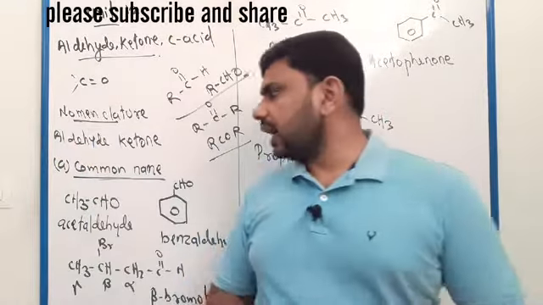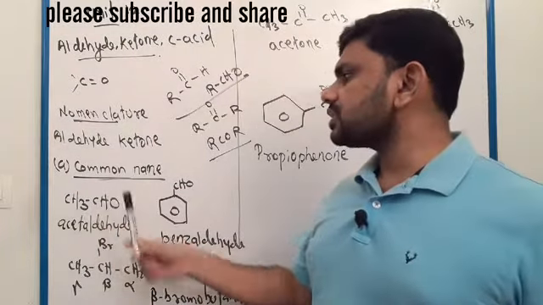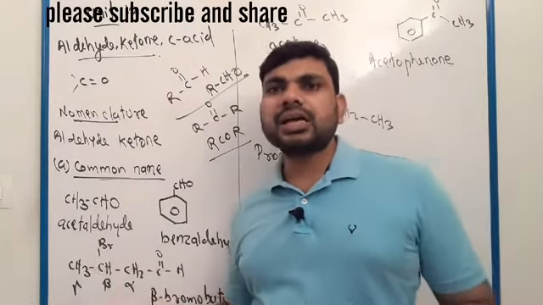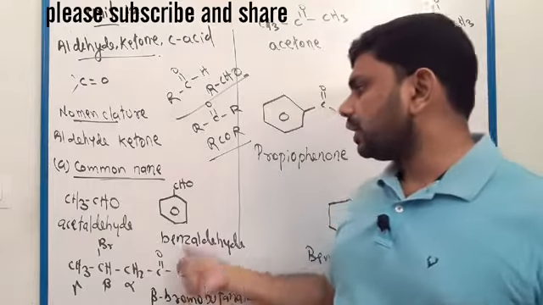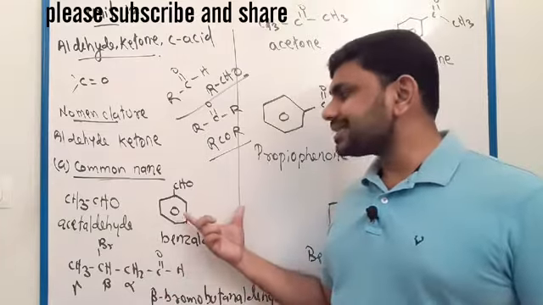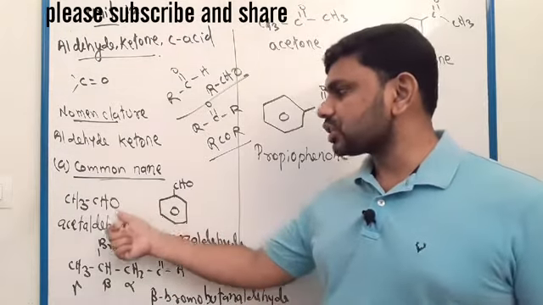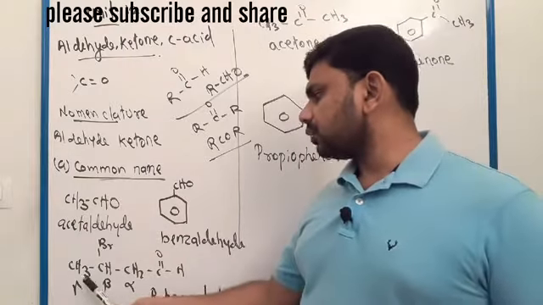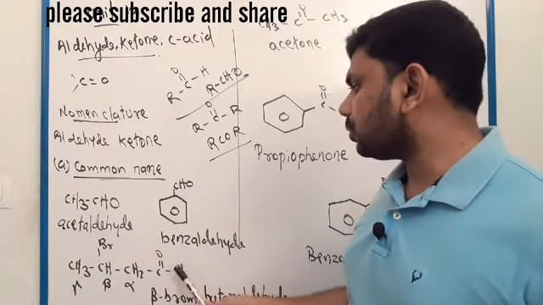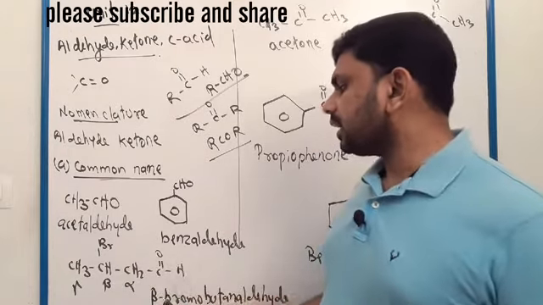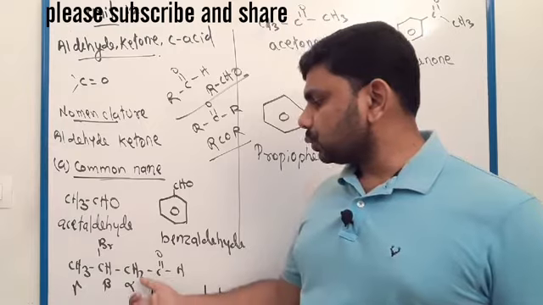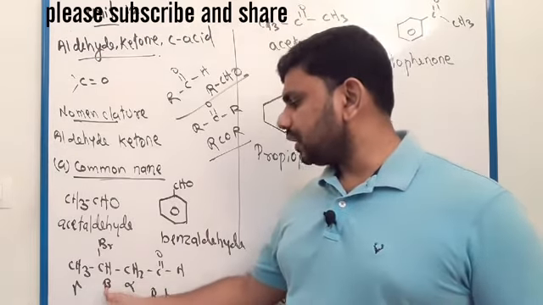Here we have the common names. CH3CHO has 2 carbons and is an aldehyde. This is acetaldehyde. And here, a benzene ring with CHO on top of it: this is benzaldehyde. And here you can see CH3 CHBr CH2 C double bond O hydrogen. This is an aldehyde.